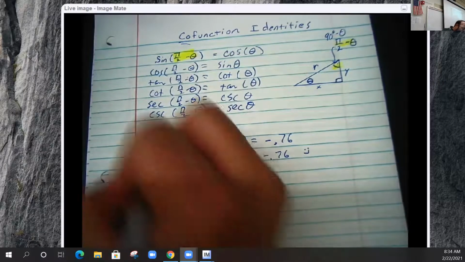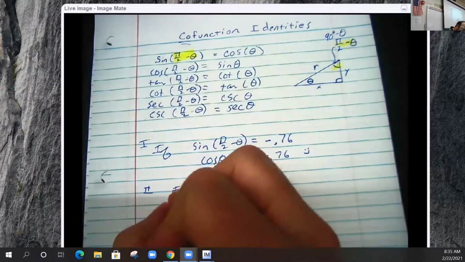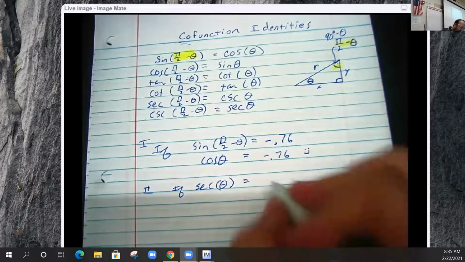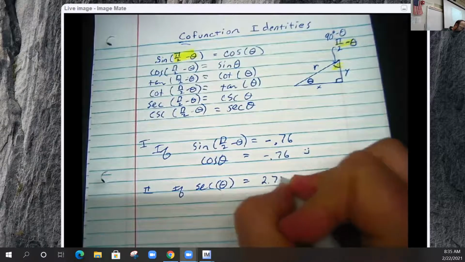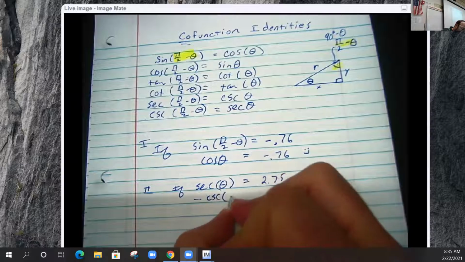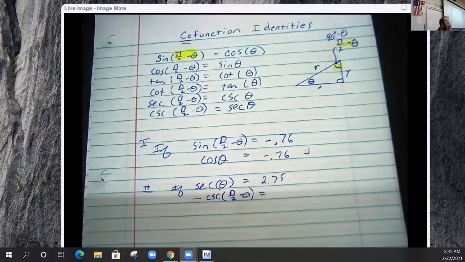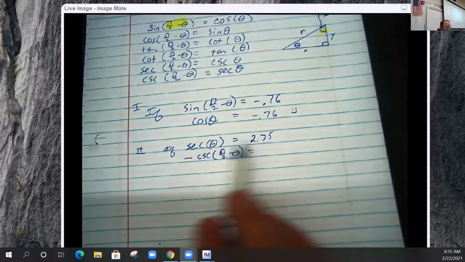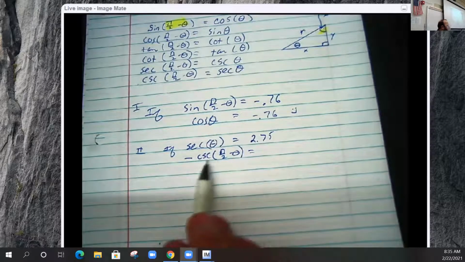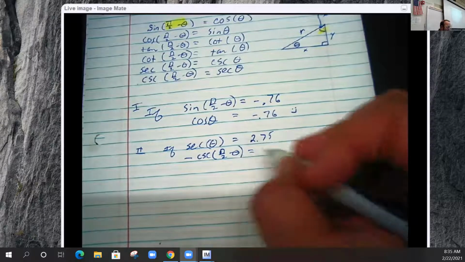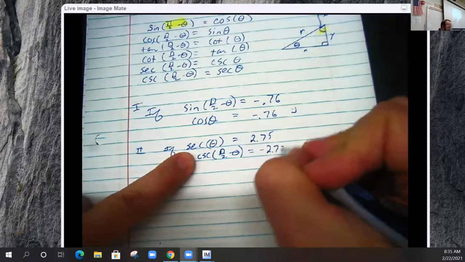What about if they said, here's number 2, if the secant of theta is equal to 2.75, what is the opposite of the cosecant of pi over 2 minus theta? Well, that is a little bit trickier because this thing is supposed to be the same as the cosecant right here. So what would that answer be? Because some jerk put a negative in front. It'd just be the same answer, but with a negative in front, no big deal.